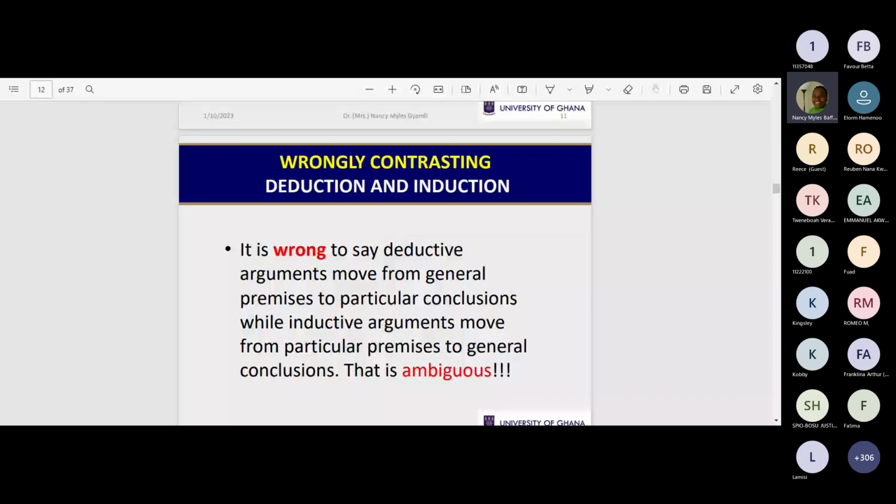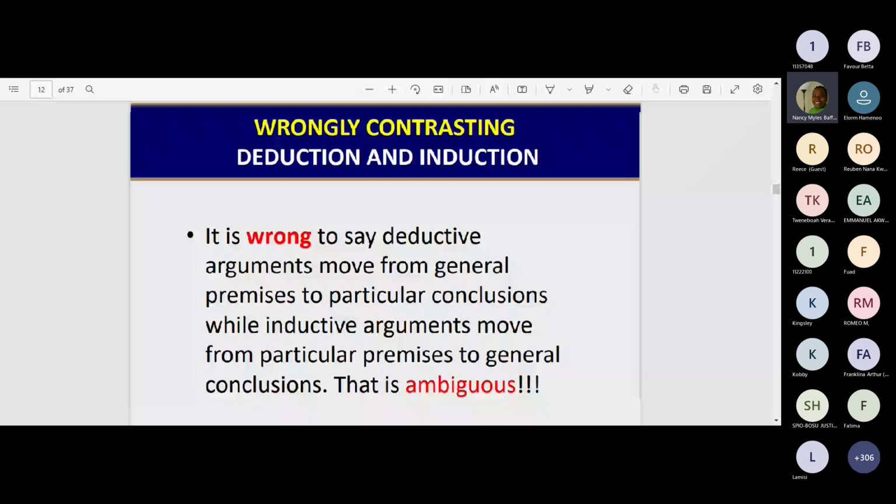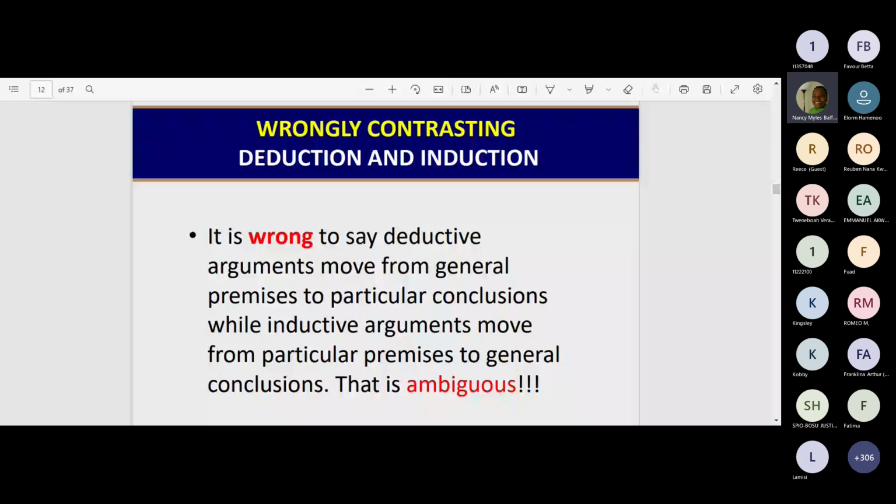This is the challenge. So that something like that is what happens when someone wants to distinguish deduction from induction, the way it has been done in certain texts. And I would want one of you to read, just so we know that you can't do it that way.